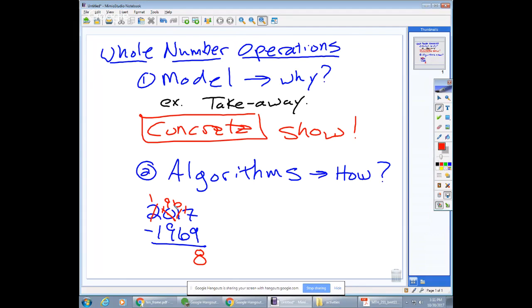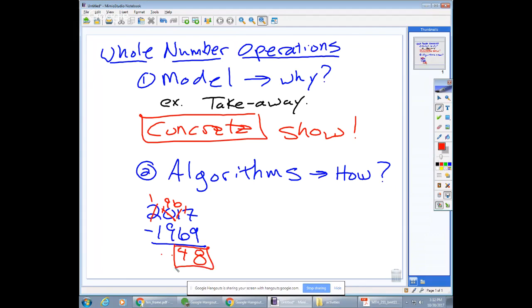And the first time a kid sees that, their head blows up. Like, what? Why did you do all that crazy stuff? It's just a litter of red stuff. But you and I know, because we've done this before, it's now 10 minus 6, which is 4. 9 minus 9 is 0. 1 minus 1 is 0. So that means I must be 48.